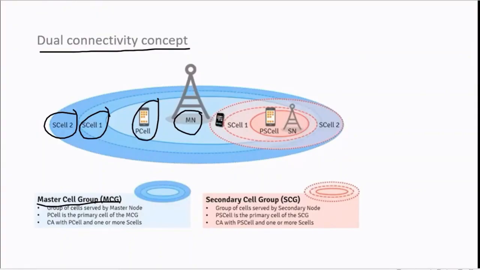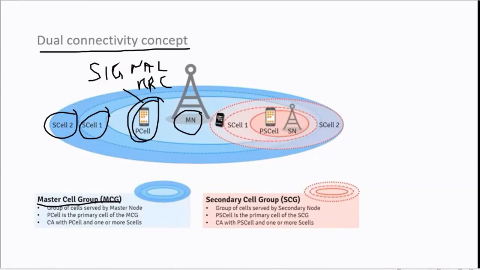So one big thing about primary: why is this called the primary cell? This is called the primary cell because this is the signaling anchor. It has the RRC connection. That's why it is called the primary cell.